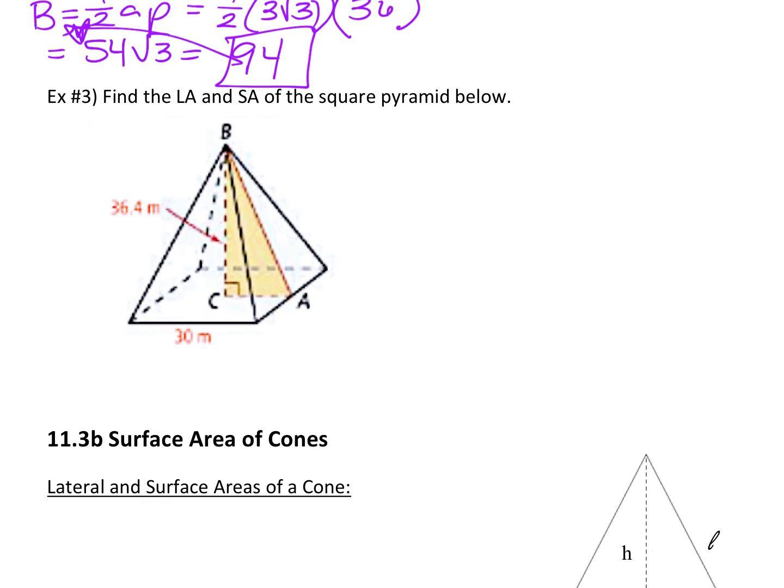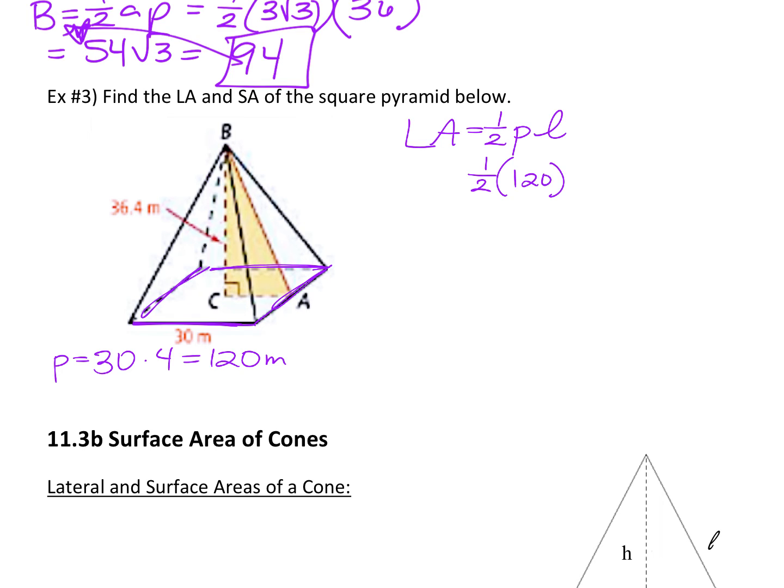If you've zoned out because you feel like the second example was simple because it was like the first one, zone back in because this one's different now. Lateral area and surface area of this pyramid. You are doing lateral area equals 1/2 times P times L. What's P? 120. P is that 30 all the way around. Right? So 30 times 4 is 120 meters.